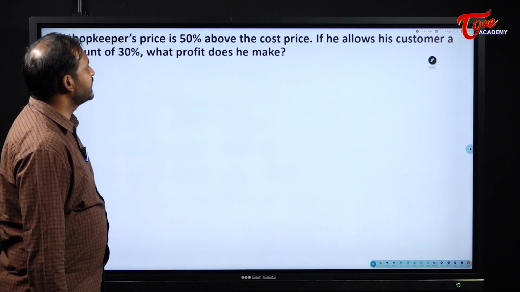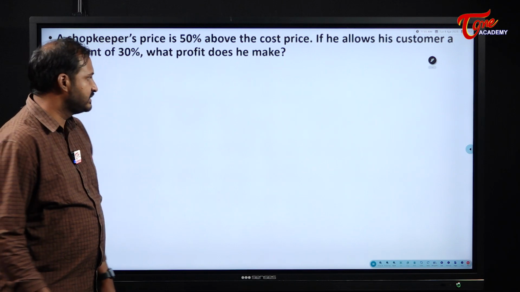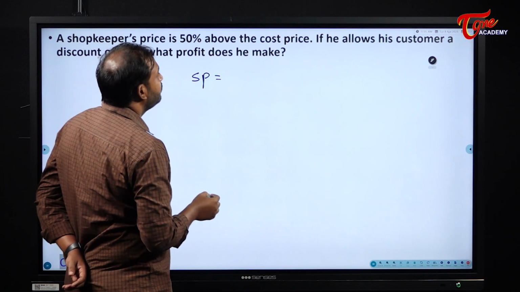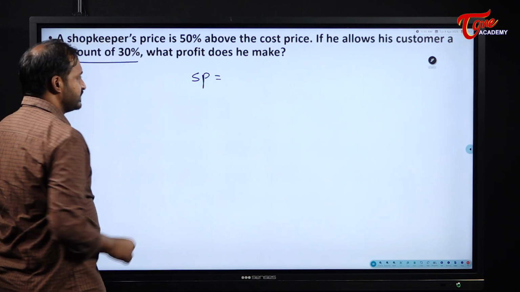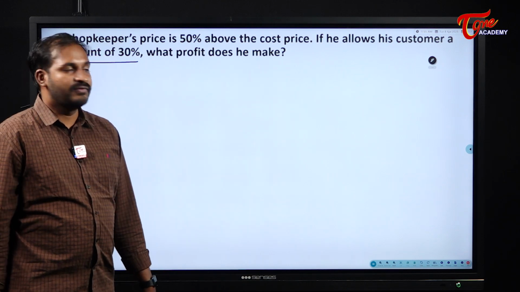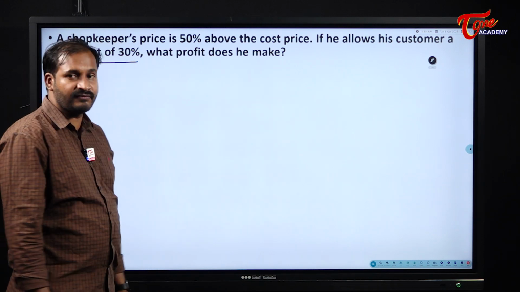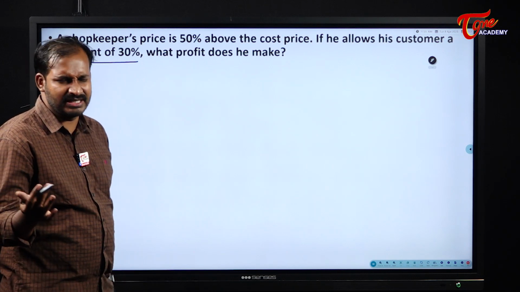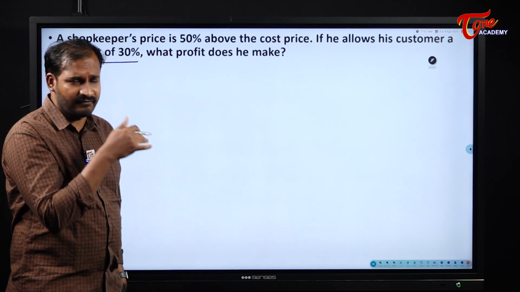A shopkeeper's price is 50% above the cost price. That means what? Selling price is equal to, if he allows his customer a discount of 30%. Okay, first of all, he is marking up the price by what? 50%, and then he is giving a discount of 30%. How much profit does he make? Effective percentage only, students. Simple, you can apply the formula.